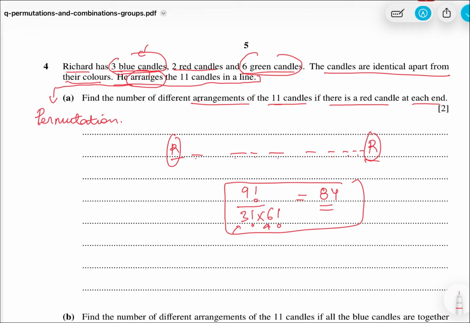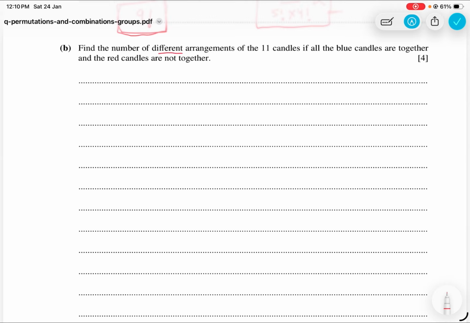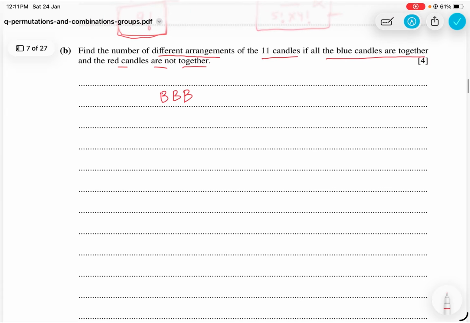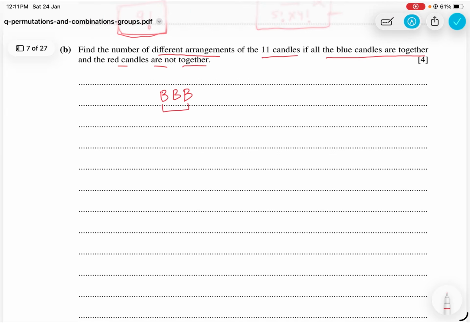Identicals we always divide, right? Yes or no? So now they are saying find the number of different arrangements of 11 candles if all blue candles are together and red candles are not together. Listen to me very carefully. If we want all blue candles to be together, how many blue candles were there? 3 blue. So 3 will be together. I take them as one object.